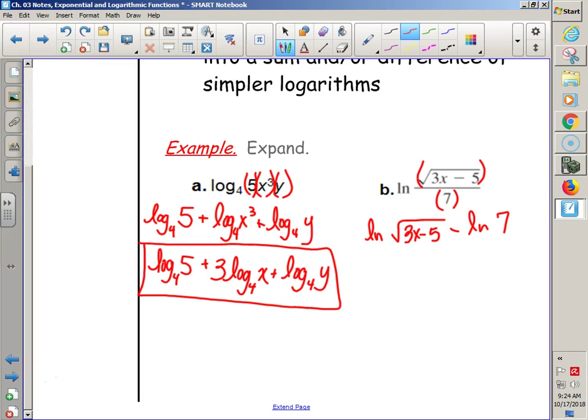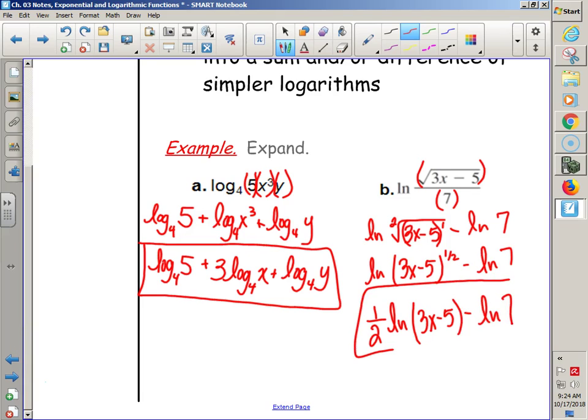Because the square root is what kind of power? Square root. It's a 1 over 2. So can't I make this ln of 3x minus 5 to the 1/2? Just because a few of you needed to see that. Since the square root is a 1/2, I can make this side even easier.